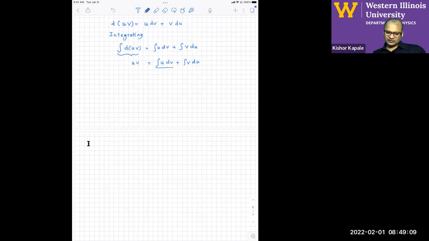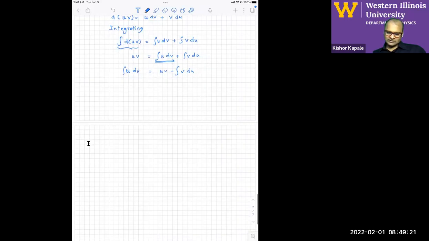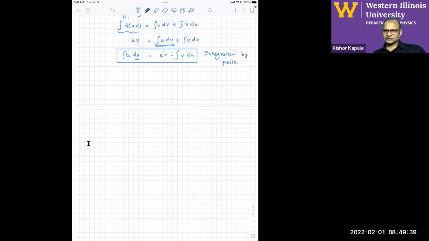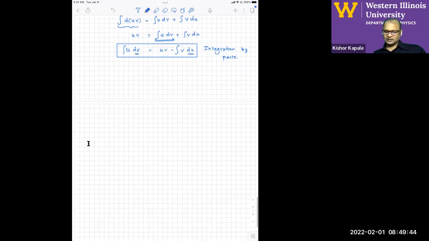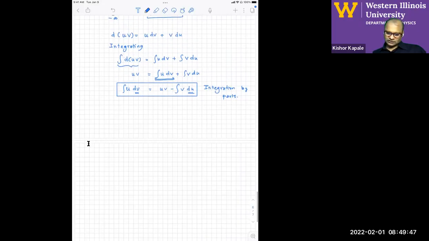Now we are trying to find out this quantity, right? So we're going to just bring that on one side. It becomes uv minus integral v du. Everybody with me? And this is what we call integration by parts. And you could see the derivative of one of the functions, derivative of v, has been now moved to the other function, the u on the other side, and in between you get the product of the two. So let's take a look at that. Let's write this down.